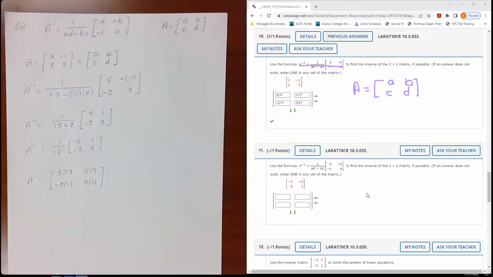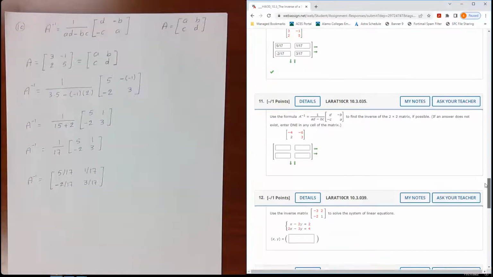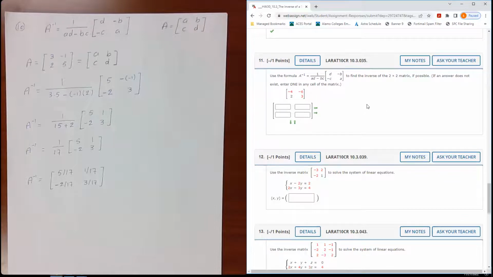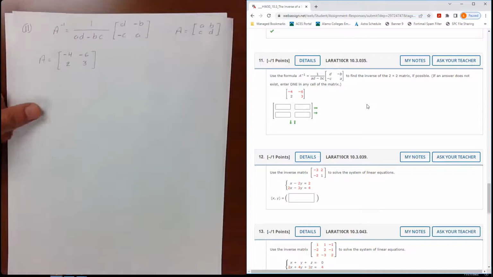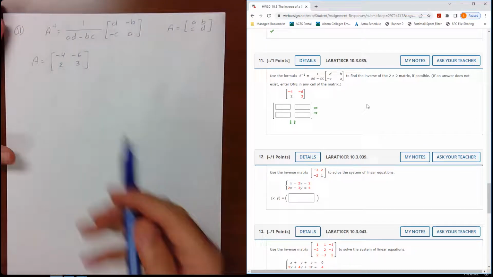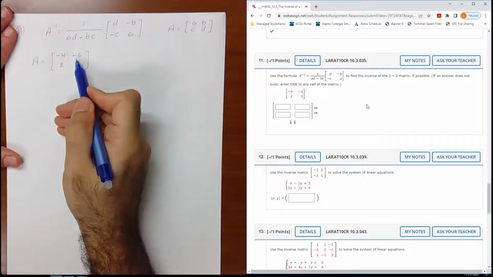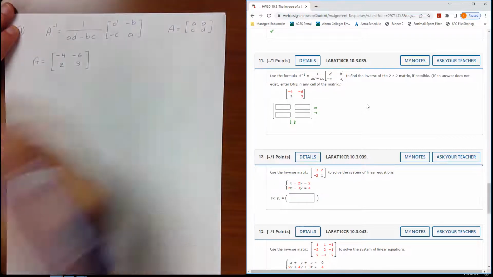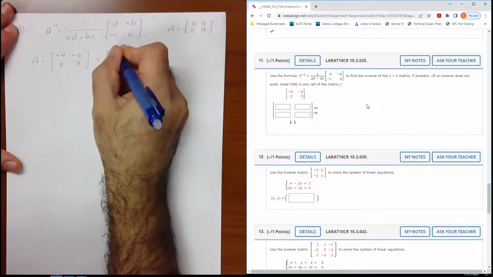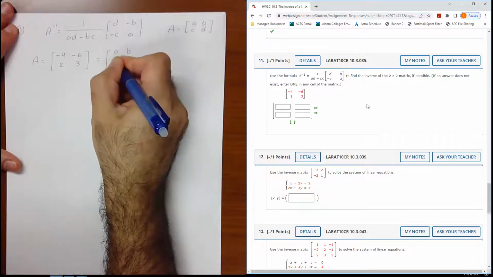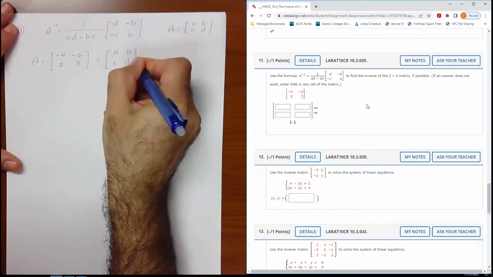Let's move to example 11. I'm going to do the same steps for example 11. We have to use the formula to find the inverse for the matrix. So we're going to do the same thing. So here's 11. So this is negative 4, negative 6, 2, 3. So what I'm going to do here, again, I've told you, do exactly the same thing. Write down the matrix here, so you're not going to make any mistakes.